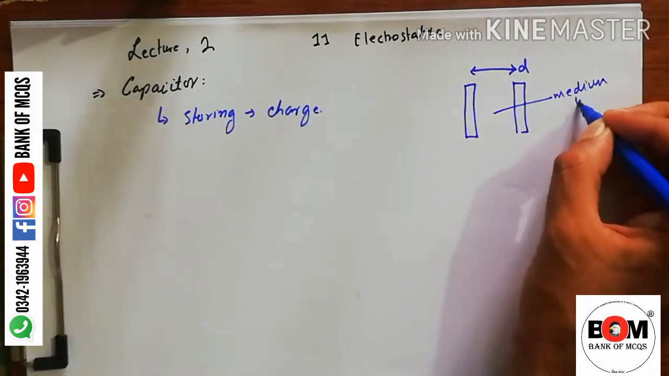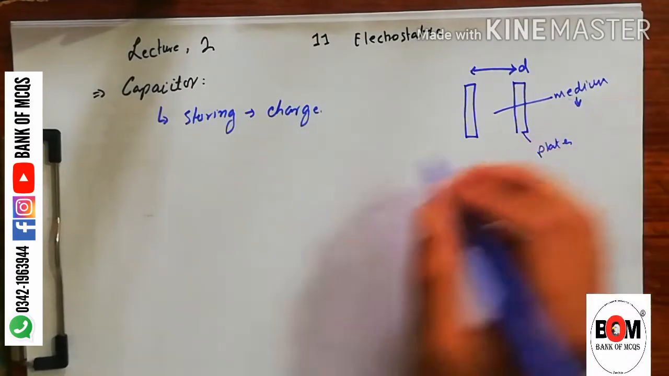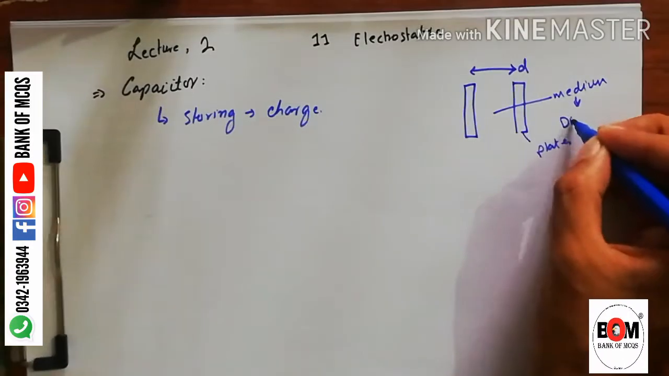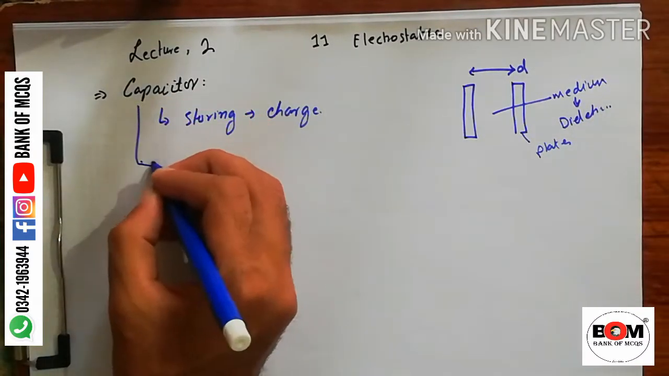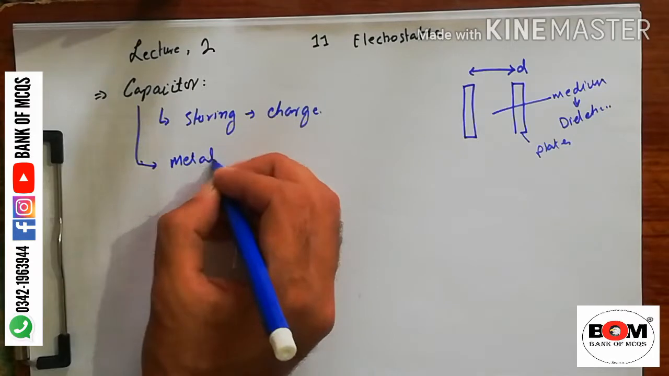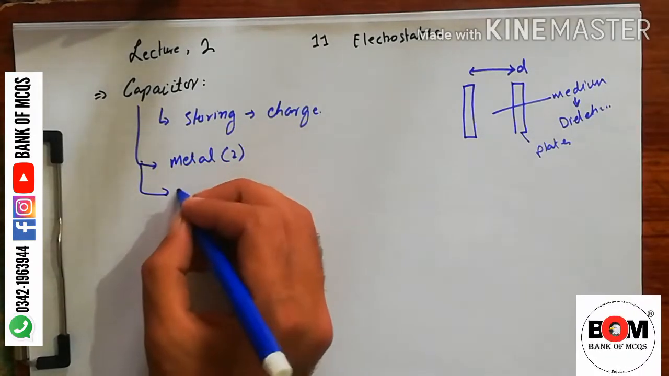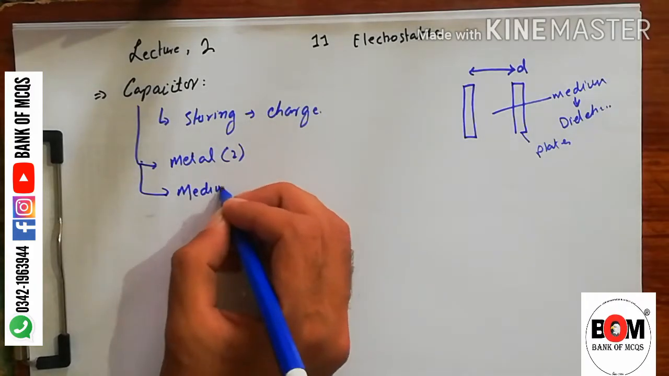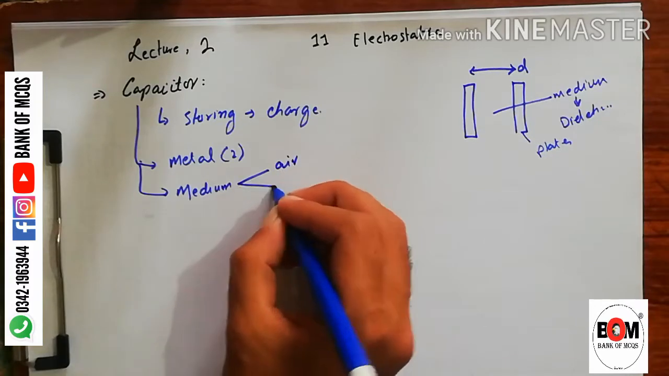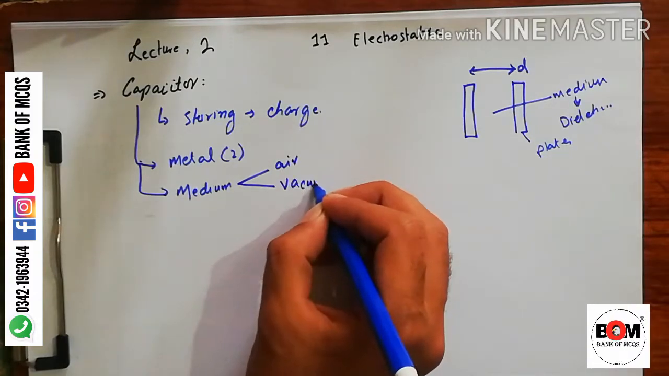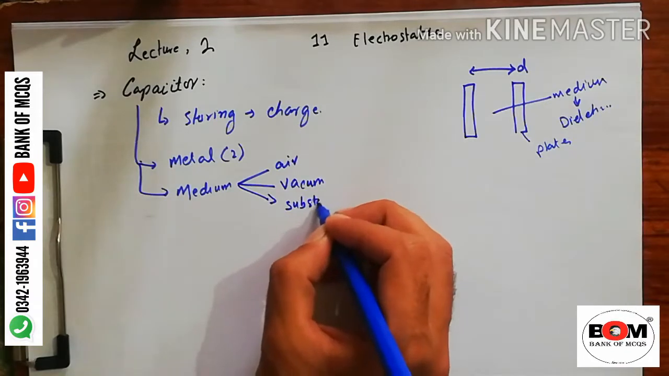So these are two plates, and the medium between these two plates is called the dielectric. So the capacitor consists of two metal plates, and second, there is a medium between these two plates. The medium is either air, or vacuum, or any other substance.